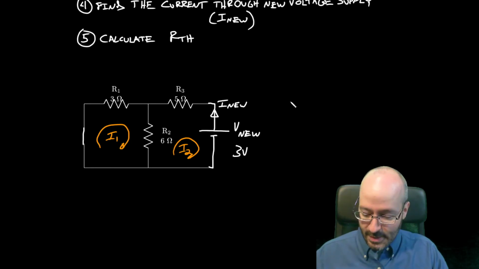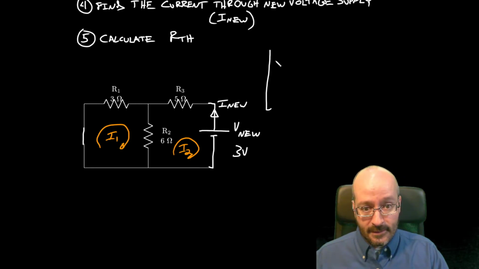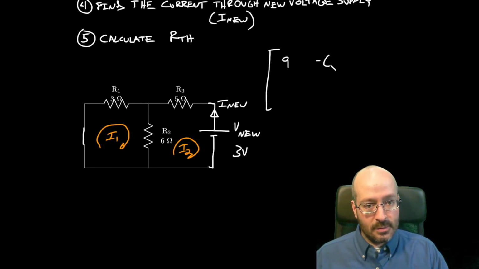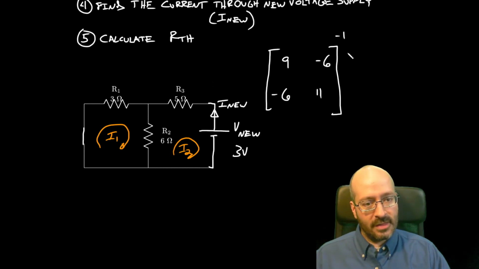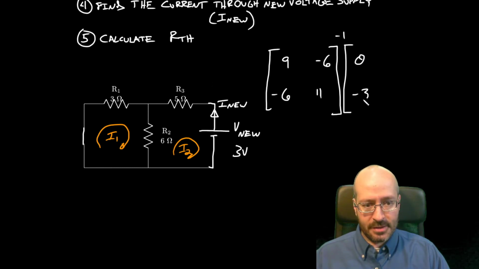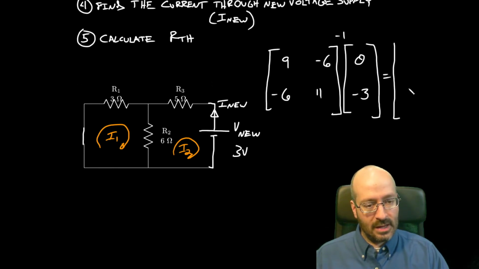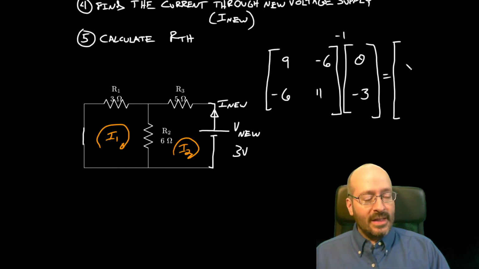Okay, I think I have some room above my head here. So let's say, what does I1 touch? It touches a total of 9. What does it share with I2? It shares 6. Okay, what does I2 share with I1? It shares 6. What does it touch? It touches 11. I'm going to invert that, and I'm going to multiply it by, let's see, no voltage supplies on the first mesh, and then I'm dropping 3 volts on the second mesh as I move clockwise. Okay, that's going to give me I1 and I2.